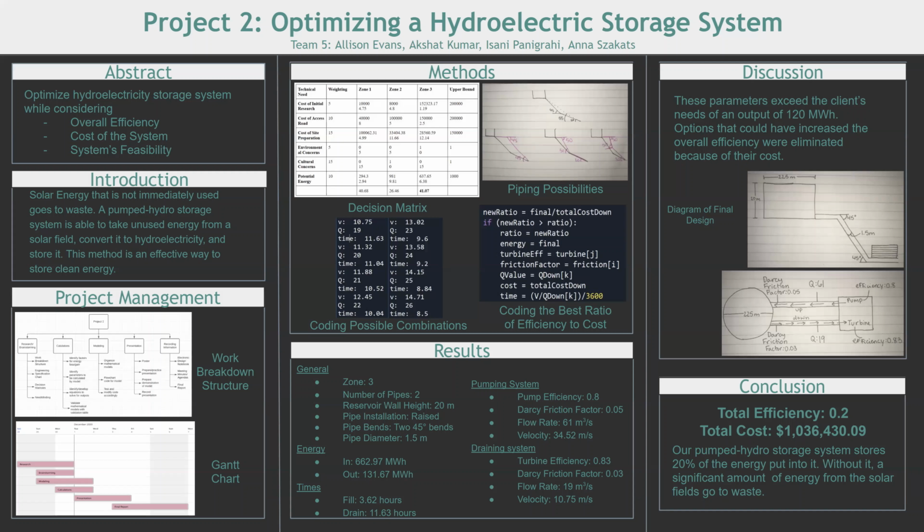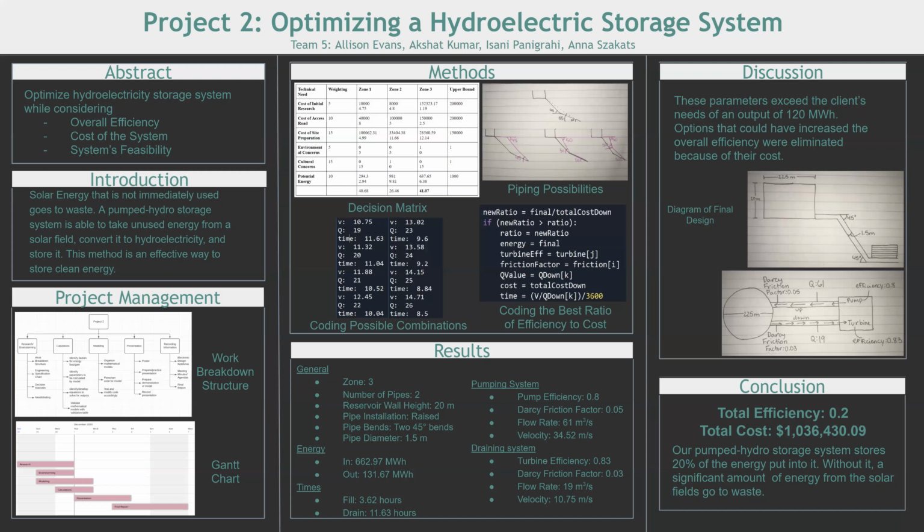The top picture in the project management section of the slide is the top part of the work breakdown structure, showing our initial concept of the general categories and tasks associated with each goal. The bottom picture in the project management section is our Gantt chart.